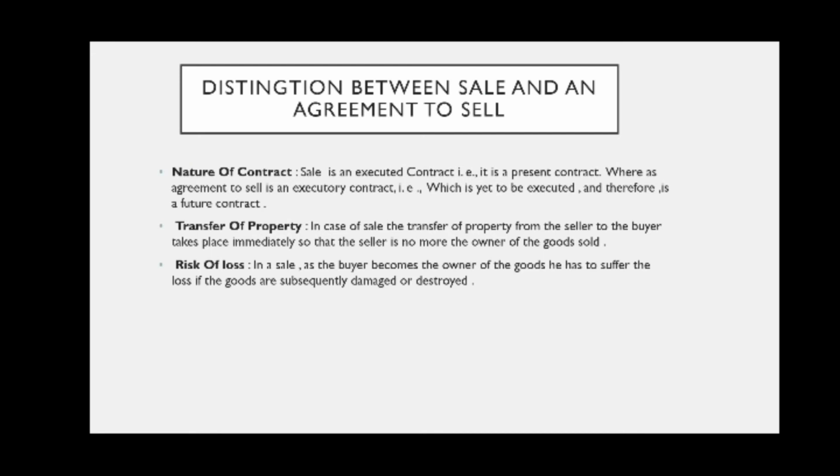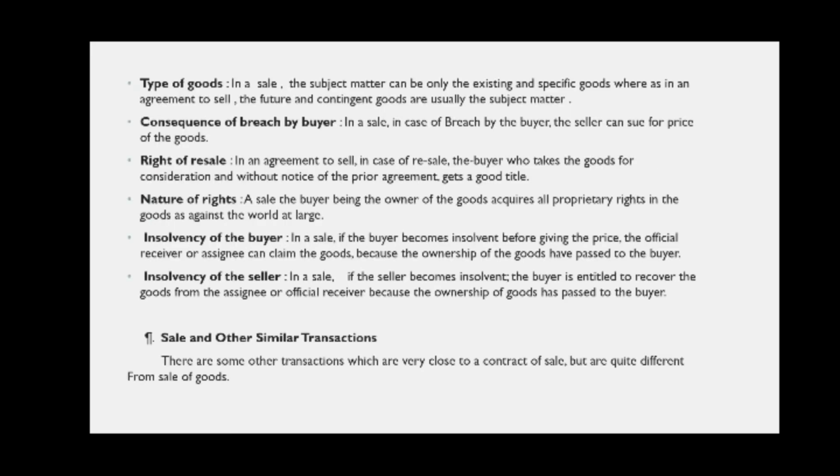Risk of loss. In a sale, as the buyer becomes the owner of the goods, he has to suffer the loss if the goods are subsequently damaged or destroyed. But in the case of an agreement to sell, since ownership does not pass to the buyer, the risk also does not pass to him and remains with the seller. Type of goods. In a sale, the subject matter can be only existing and specific goods, whereas in an agreement to sell, future and contingent goods are usually the subject matter. Sometimes it is uncertain existing goods.